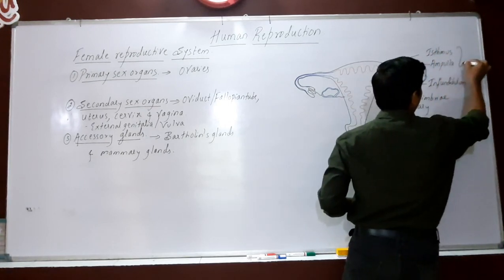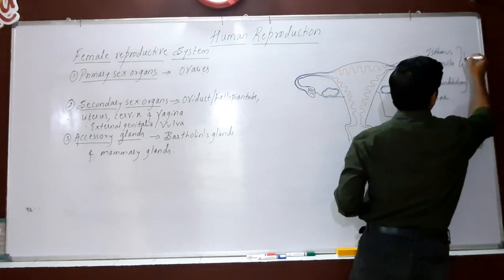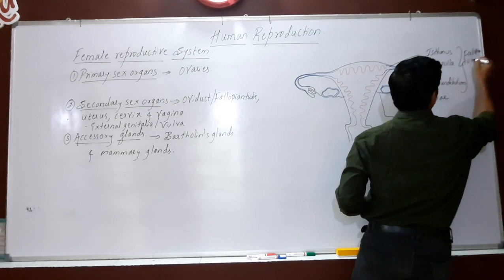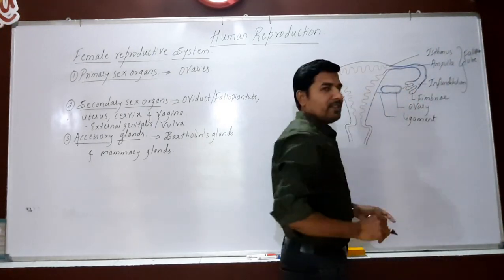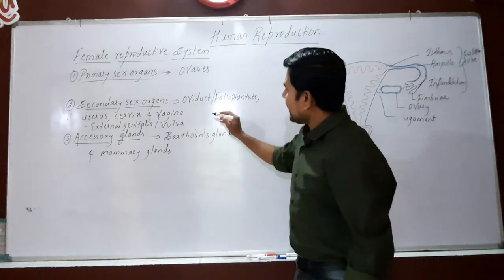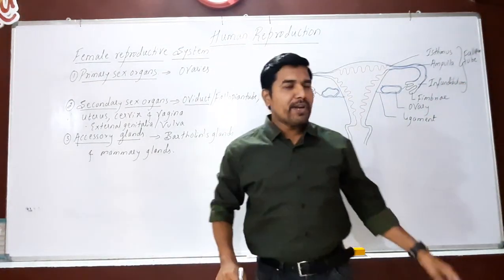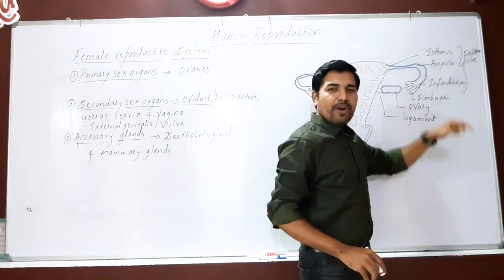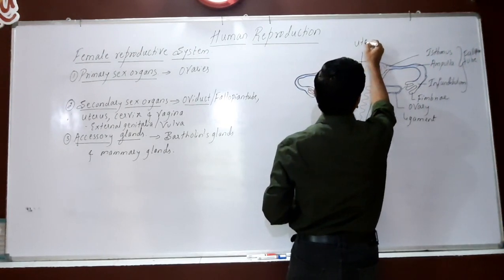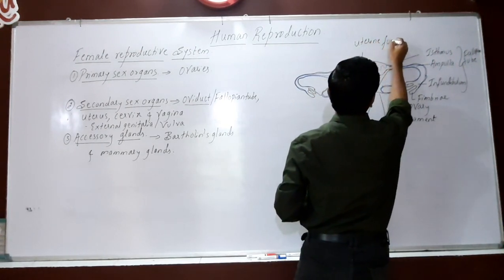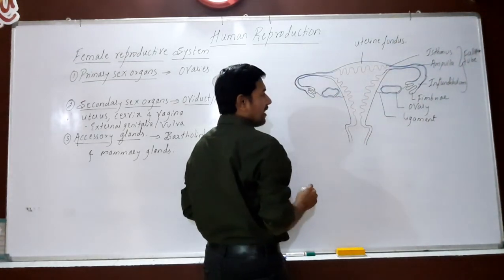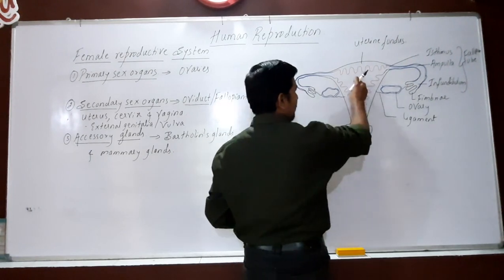So all these three parts together form the fallopian tube. And this fallopian tube is also called an oviduct. As we came across here, fallopian tube is also called an oviduct. This part is the uterine fundus. And if we look at the uterus, this part is the uterus.